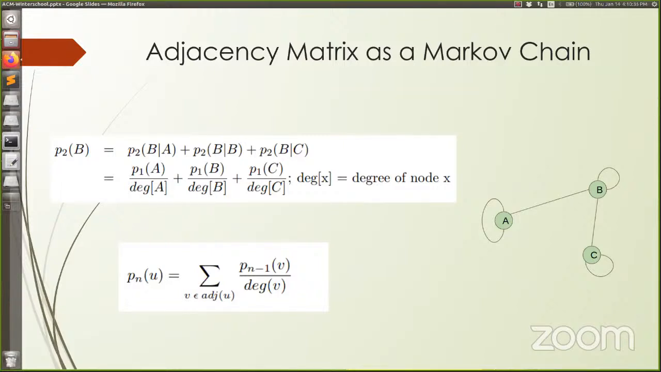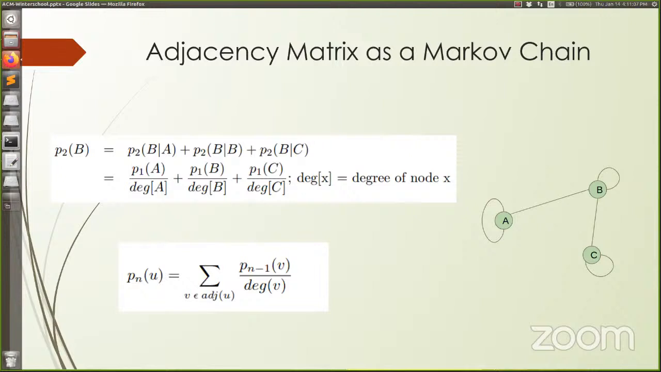How can I reach B at timestamp 2? It depends on where I was at timestamp 1. So it depends on the probability of being at A, B or C in step 1: P1 of A, P1 of B or P1 of C. At step 1, if I were at any of these three nodes, only then can I be at B in step 2, because B is connected only to these nodes, nowhere else.